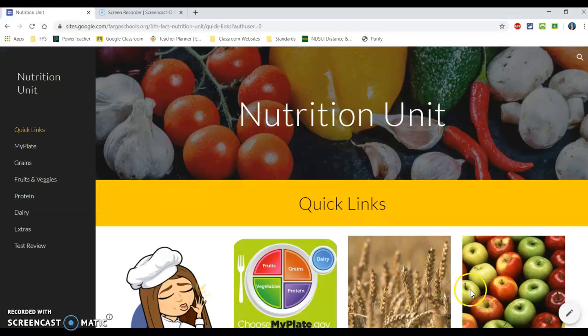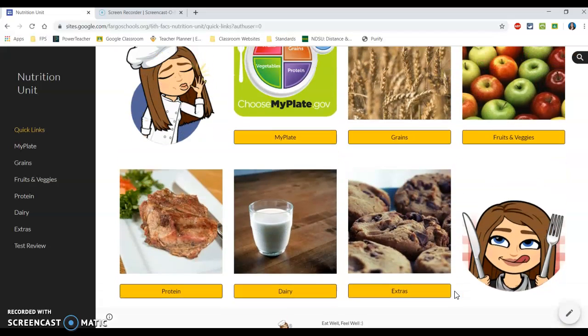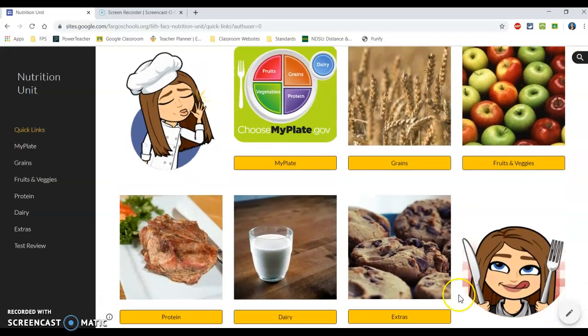All right, sixth graders. So today you guys are going to be learning about protein, and we're going to be using that paper food in front of you to be doing some sorting of the different types of protein and also taking some notes as we go. So first of all, I want to show you how to get to the protein information.